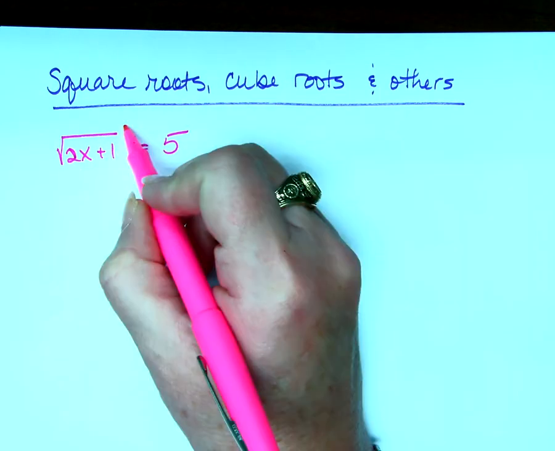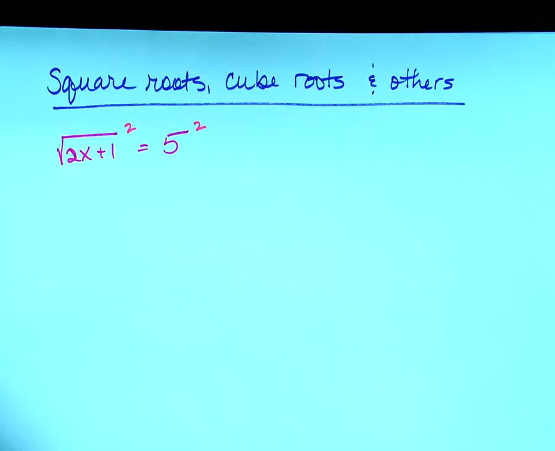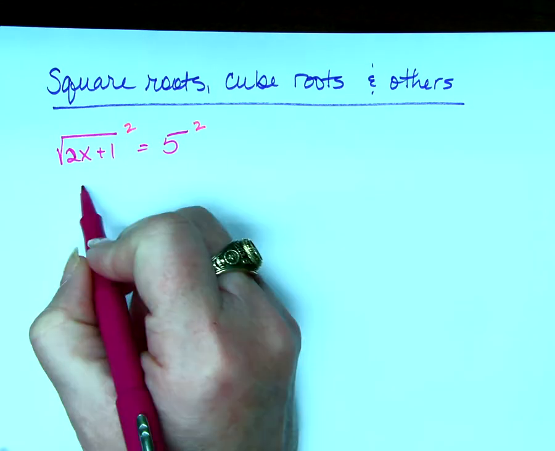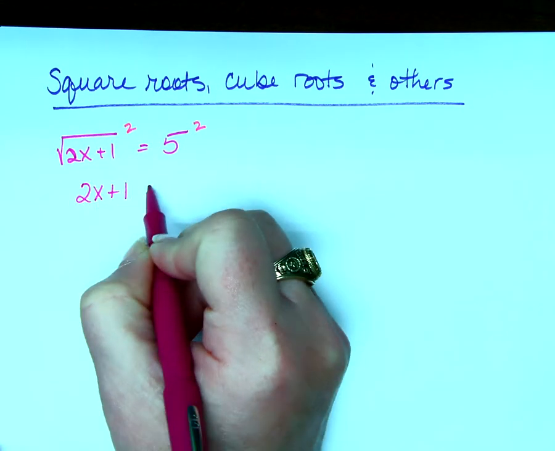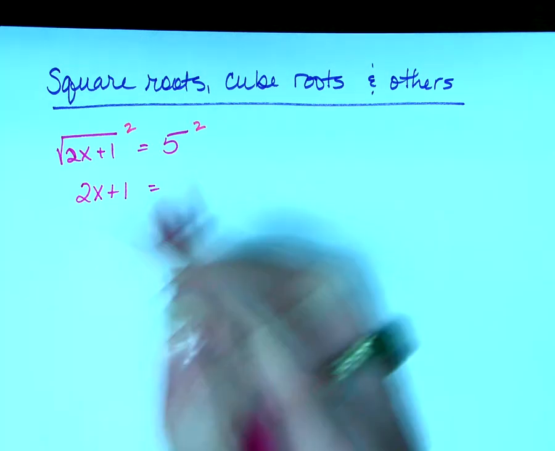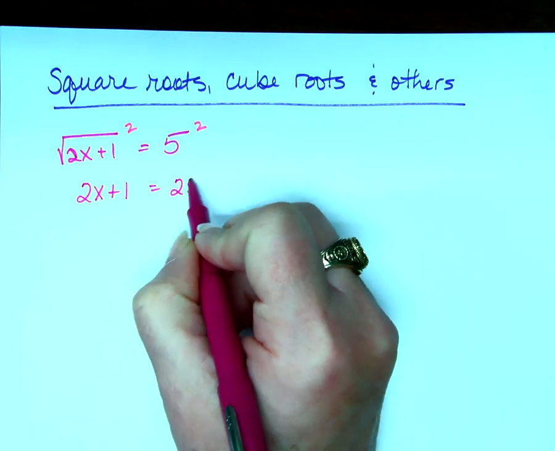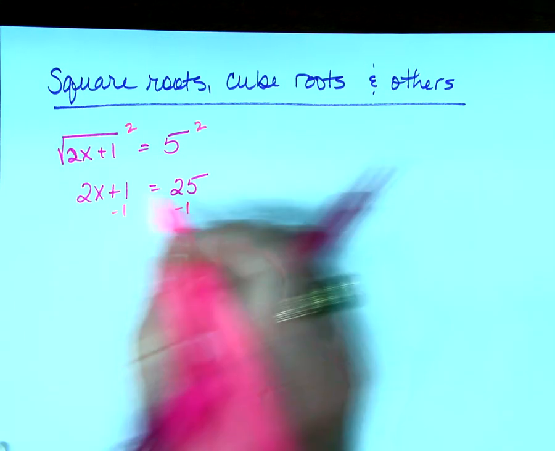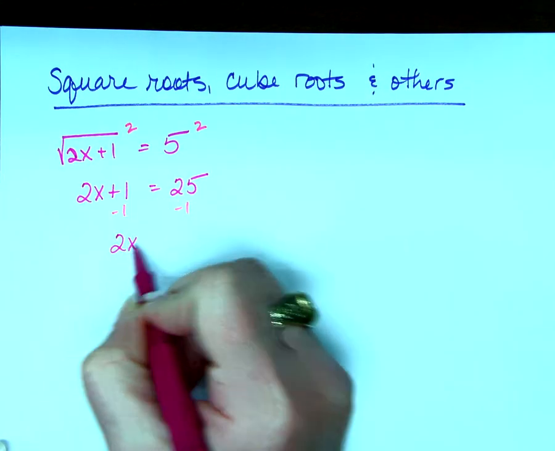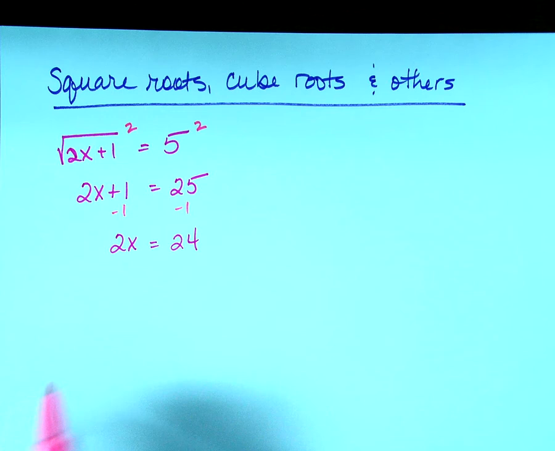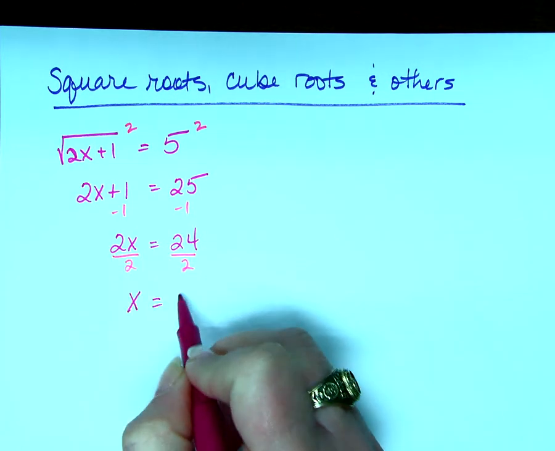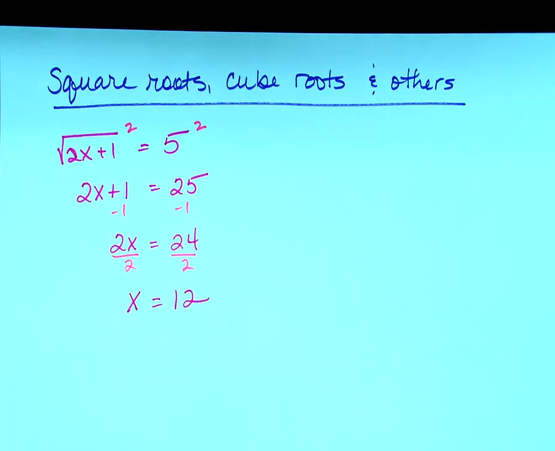We square it. If I square both sides, which I have to do, what do I end up with on the left-hand side? 2x plus 1. What do I end up with on the right-hand side? 25. And then basically I just have an algebra 1 problem to figure out, right? Subtract 1 from both sides. 2x equals 24. Divide both sides by 2. X equals 12.